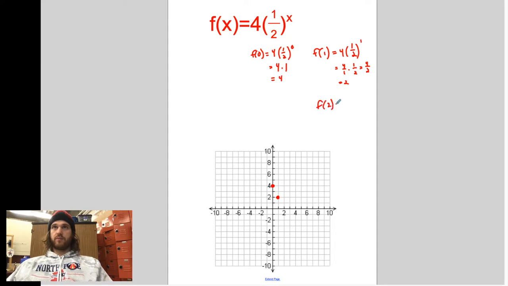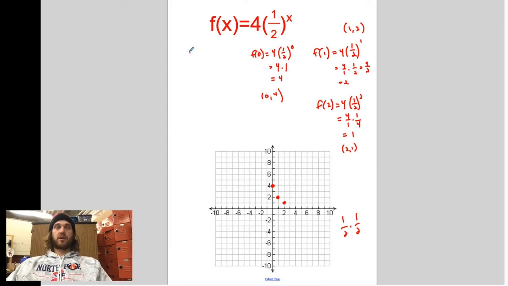f of 2 is equal to 4 times 1/2 squared. What is 1/2 squared? Well, that's 1 over 2 times 1 over 2, multiply across the top, multiply across the bottom, 1 over 4. So this turns into 4 over 1 times 1 over 4, which is 4 over 4, which is 1. So this is the point (2, 1). There's (2, 1). This is (1, 2). This is (0, 4). Process continues. So (2, 1) is also on my graph.